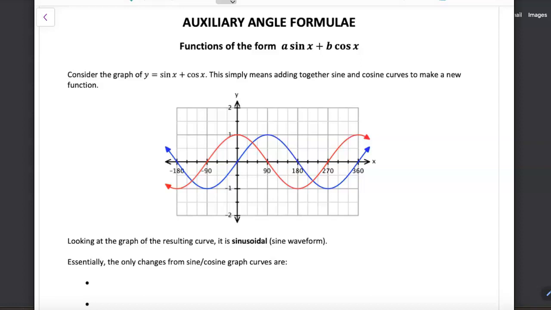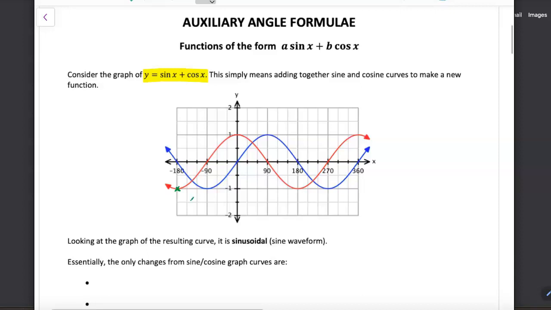In this video, we're going to have a look at the auxiliary angle formula. So let's consider the function y equals sine x plus cos x and its resulting graph. This simply means adding together the sine and cosine curves to make this new function. So if we go and do that, if we look at some of the main features, let's start at negative 180 degrees. If we added the sine and cosine curves together, we would have this resulting point.